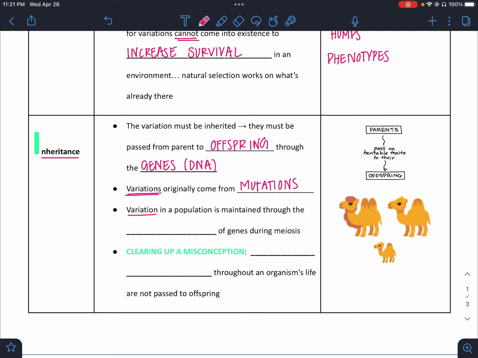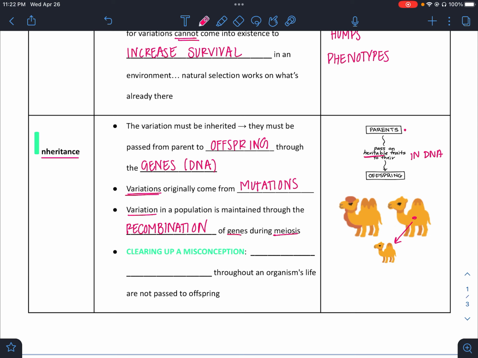Then within our population, the way those variations are inherited, passed down, or maintained, is through the recombination of genes during meiosis. If you remember the chromosome swap segments, we also have random fertilization, okay? All of that goes with this portion of inheritance. What this means is parents are passing on traits that are in the DNA to their offspring. So here we're saying this camel has passed on its genes for one hump to its offspring.